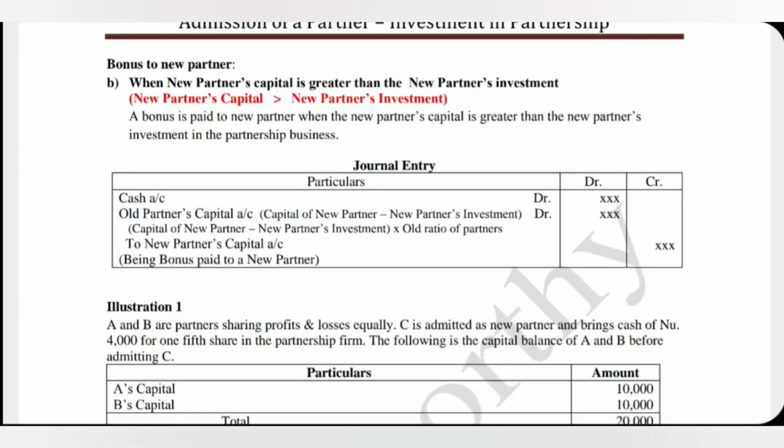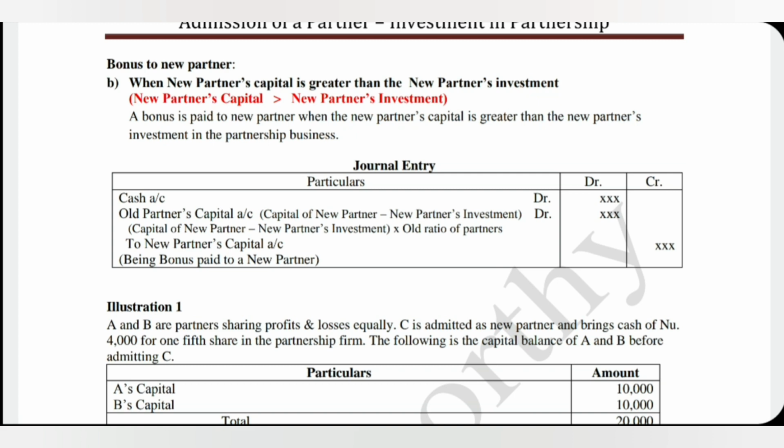So, what journal entry has to be passed when the new partner's capital is greater than the new partner's investment? Cash account to be debited, old partner's capital account to be debited. How to find out the old partner's capital account? What is the amount to be entered when the old partner's capital account is debited? Capital of the new partner minus the new partner's investment, to new partner's capital account.